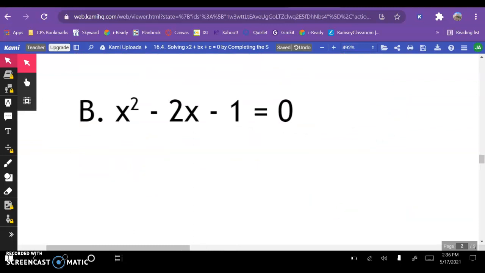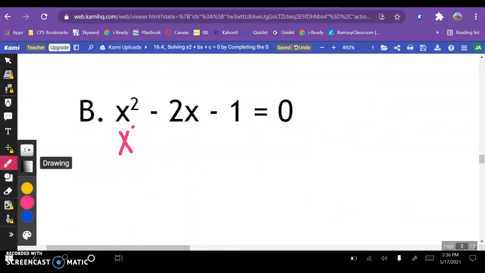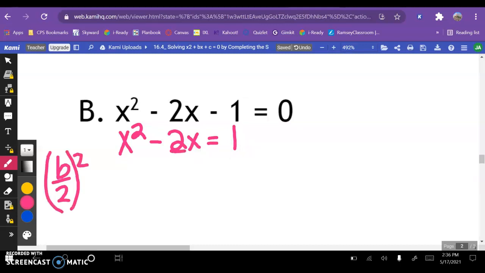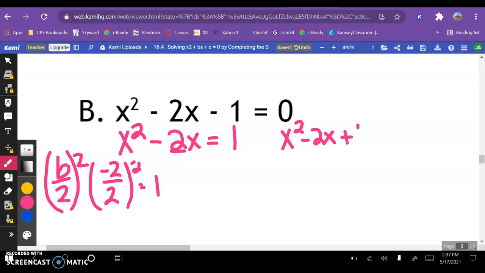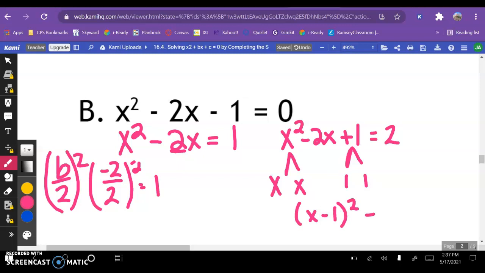All right, for this one, we're going to have to add 1 to both sides. So we're going to have x squared minus 2x equals 1. Then we're going to find b over 2 squared. B is negative 2. So negative 2 divided by 2 is going to give us negative 1. Negative 1 squared is 1. So we're going to have x squared minus 2x plus 1. And then 1 plus 1 is going to equal 2 on that side. So perfect square trinomial here. It's a subtraction one, so I have x minus 1 squared equals 2.